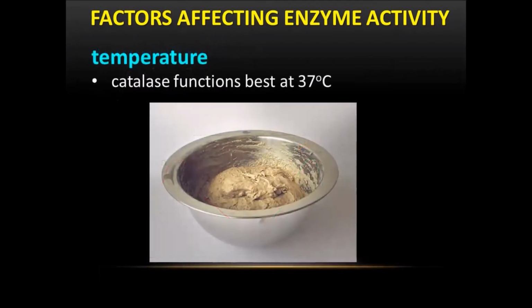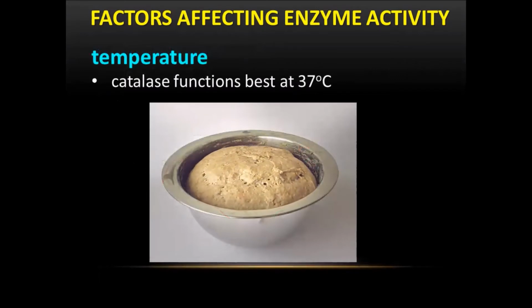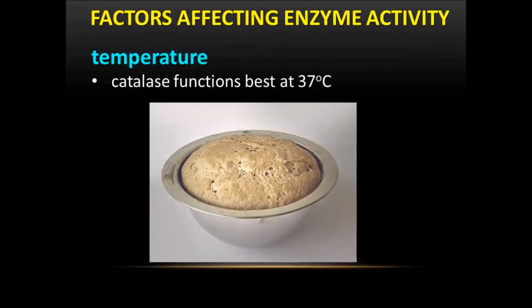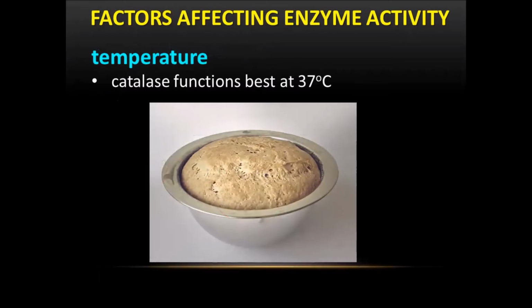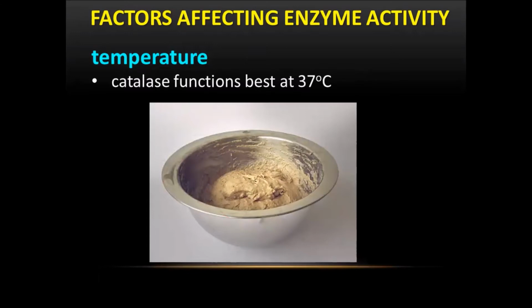Another example which involves temperature is the yeast. Yeast contains an enzyme catalase which helps break down hydrogen peroxide. Catalase functions best at around 37 degrees Celsius. As the temperature gets warmer or cooler than that, its ability to function will decrease.